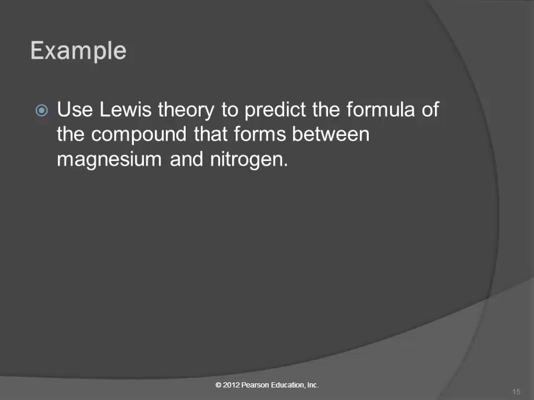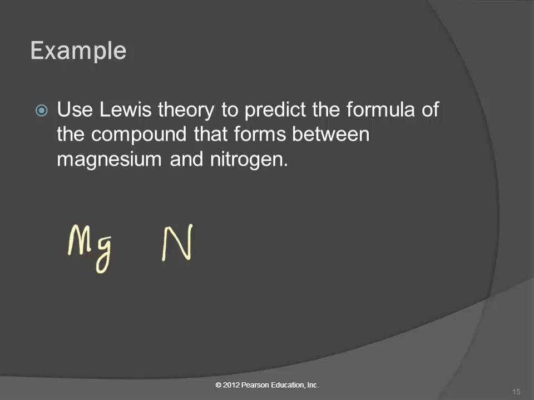Here's another example. Use Lewis theory to predict the formula of the compound that forms between magnesium and nitrogen. In the last one, they gave us the formula. Here, they just give us 2 elements and ask us to predict the formula. Well, we're going to look at their Lewis structures. So magnesium is Mg, and nitrogen is N.